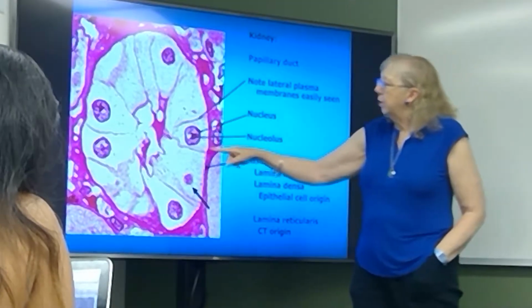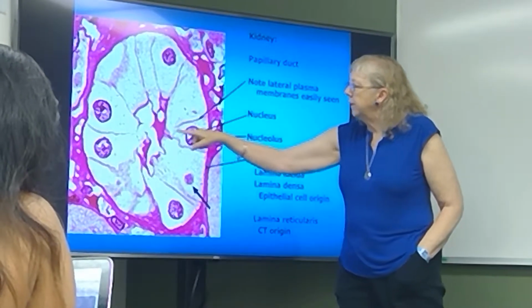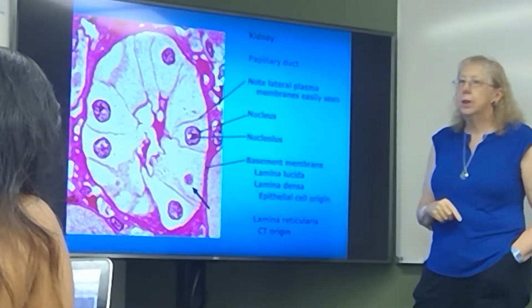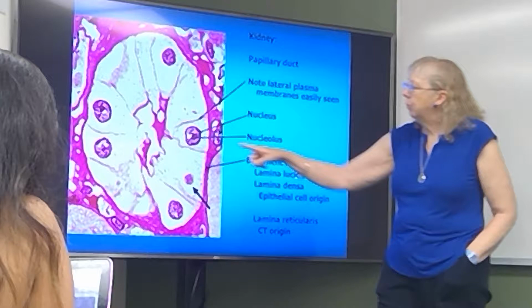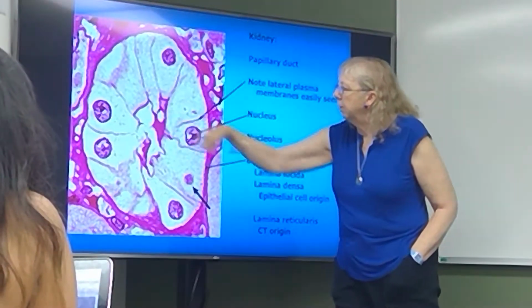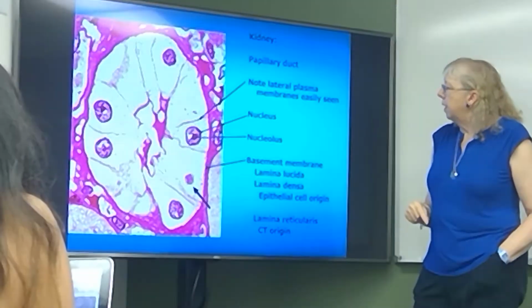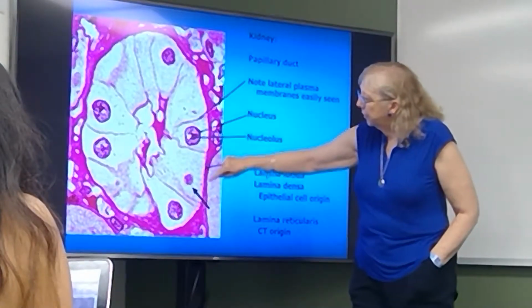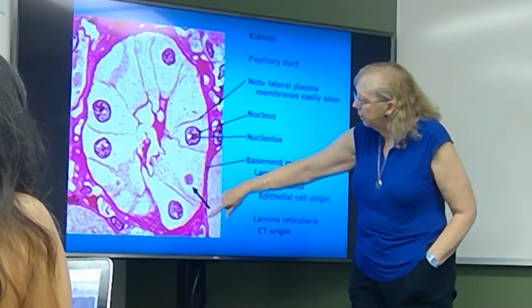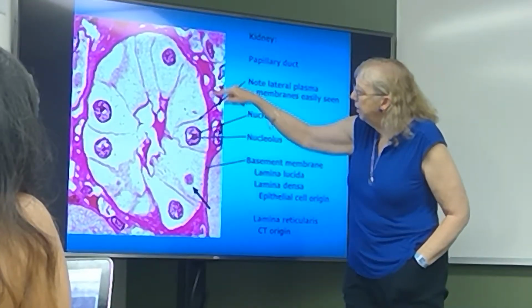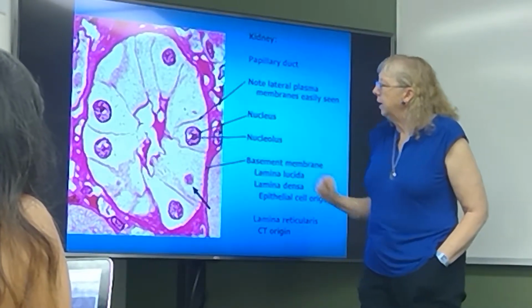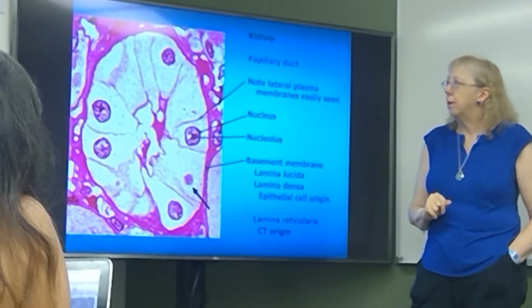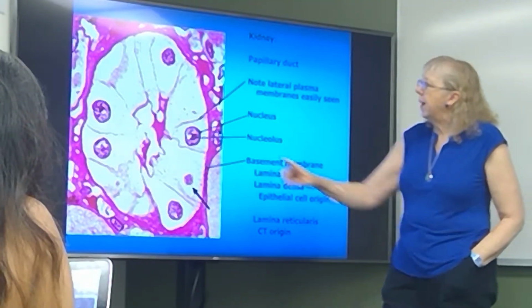In this case, these lateral membranes can be clearly seen because of proteins in them, as we find also on the surface here, the glycocalyx. And then on this surface, this will be the basement membrane attaching to connective tissue underneath here. We have a nucleus and a nucleolus showing clearly in some of the cells. But what's happened here?